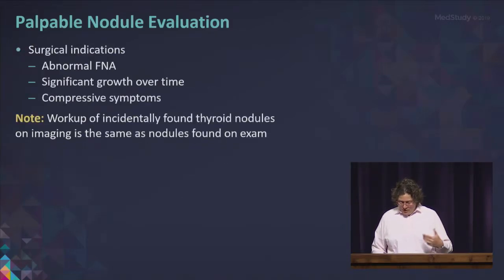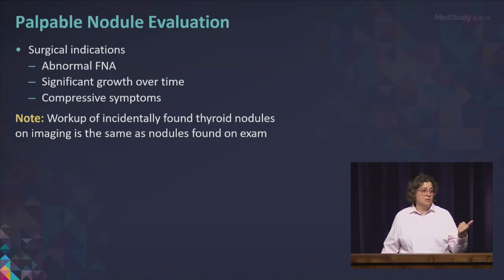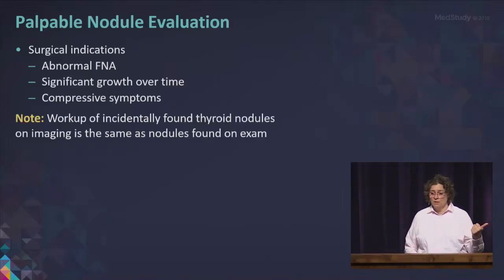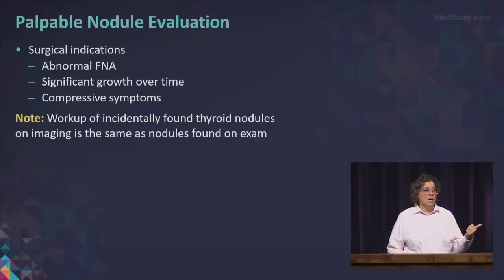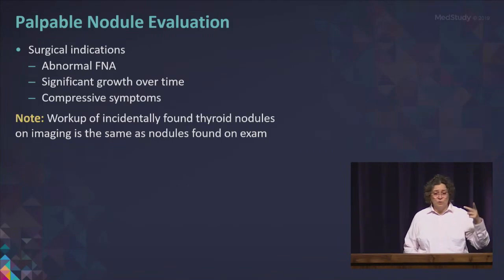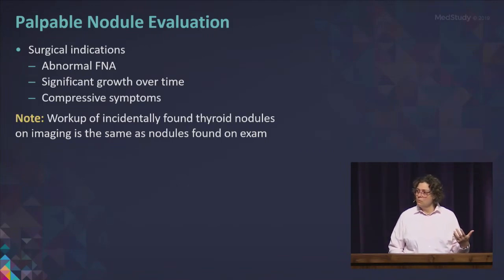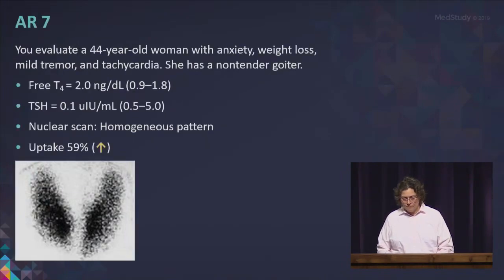So what are the surgical indications? Surgical indications are abnormal biopsy, namely ones that show malignancy or suspicious for malignancy, significant growth over time. We're looking for either growth in volume or 2 dimensions, or compressive symptoms will also get you surgery. And note the workup of incidentally found thyroid nodules on imaging is the same as nodules found on exam. So your person who goes to the fair and has the carotid ultrasound done, they find the nodule, would get the same workup as if you found the nodule in clinic. There's nothing special about it.